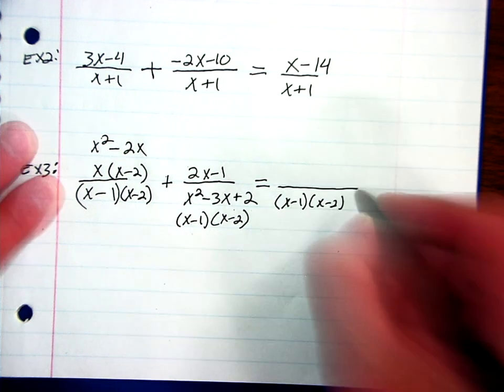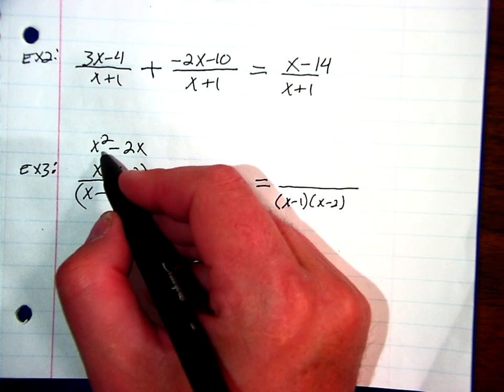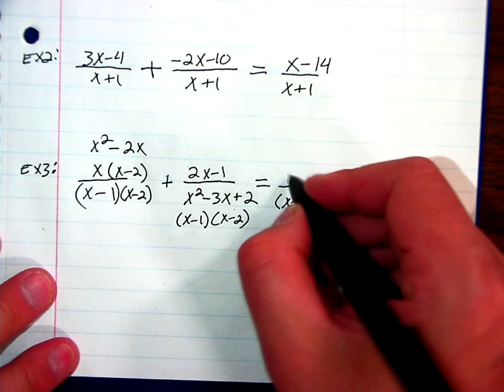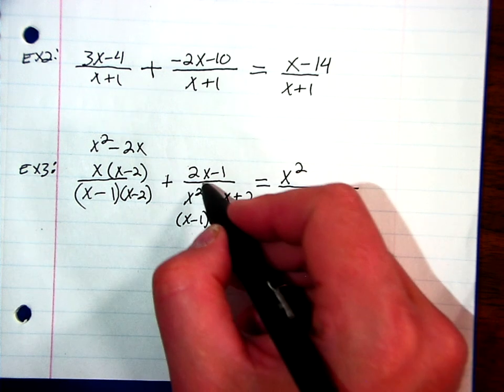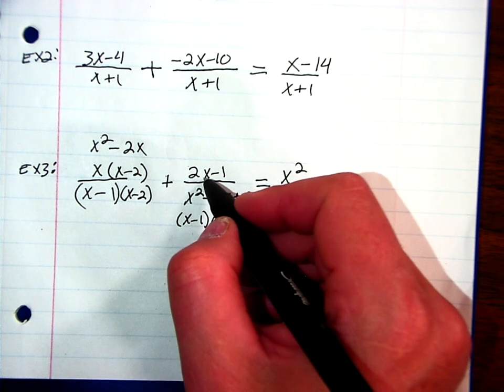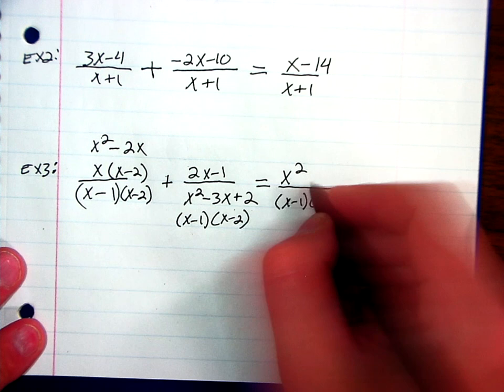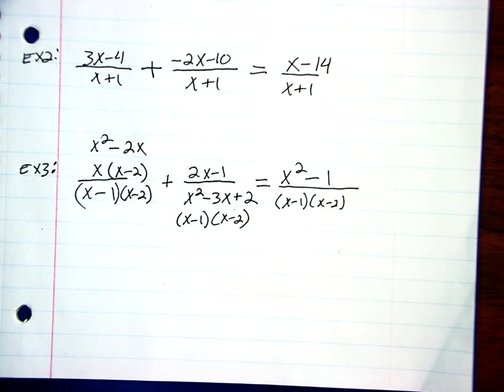And now let's see what happens to the top. Is there anything to combine the x squared with? Nope, so it just goes along. Negative 2x plus 2x is 0. And then negative 1 comes along for the ride.